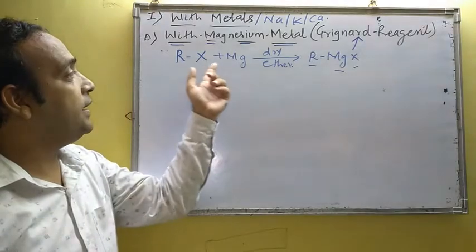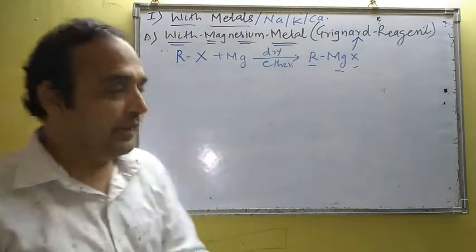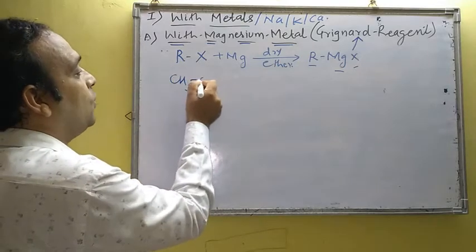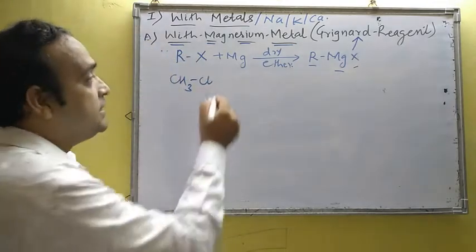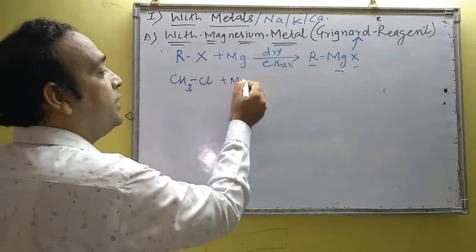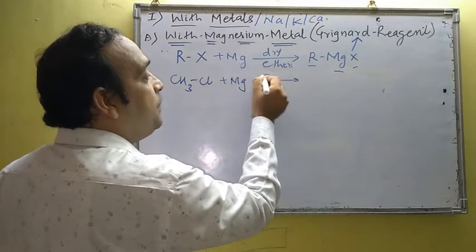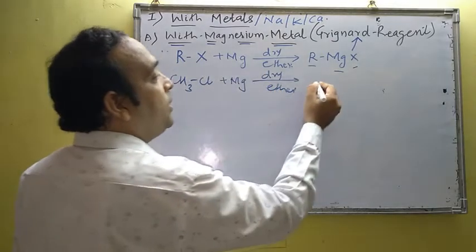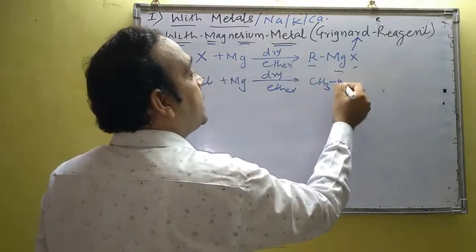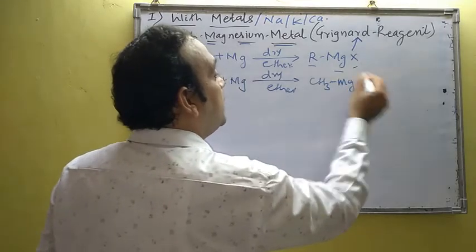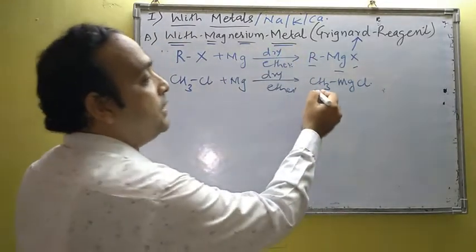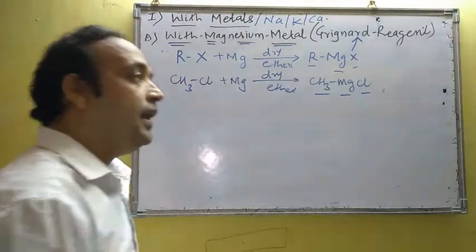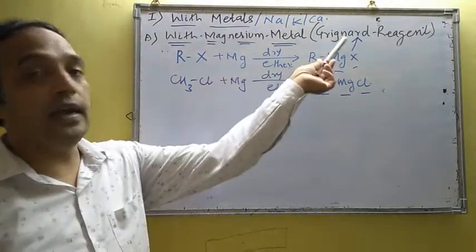So alkyl halide reacts with magnesium metal. Now take any proper example. Suppose I am writing here methyl chloride, that is your CH3Cl, reacts with magnesium metal in presence of dry ether, acting as a solvent, it will convert into CH3MgCl, and this CH3MgCl is known as methyl magnesium chloride, and this is known as your Grignard reagent.